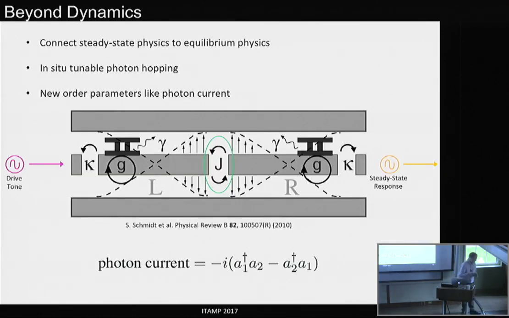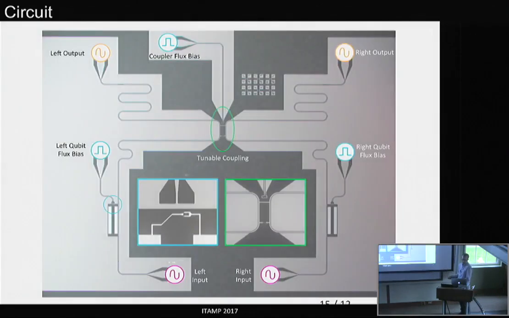We're particularly interested, though, in moving into understanding steady-state phase transitions. One reason is that photons seem like such a powerful tool for that, because it's absolutely trivial for us to add more photons to the system, right? We just continually drive this thing, and we measure the steady-state response of the system. For instance, you can measure the current flowing back and forth between these two cavities. We have a device that allows us to do this while tuning the interaction rate.